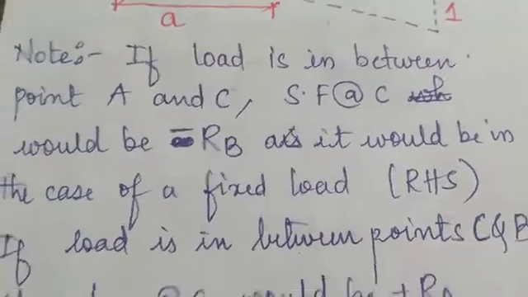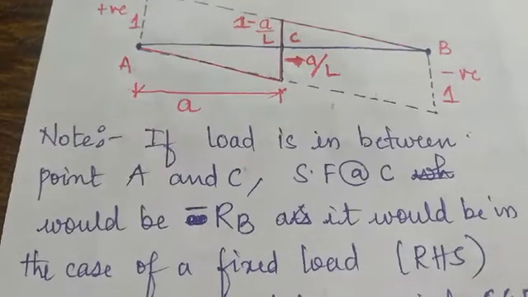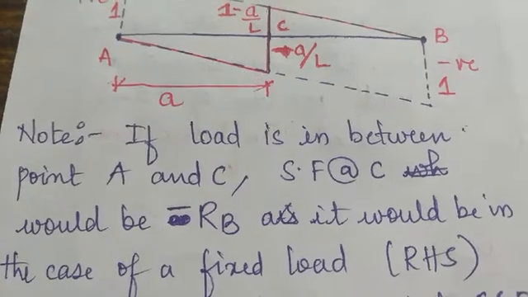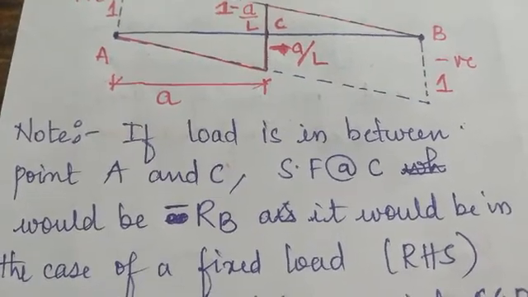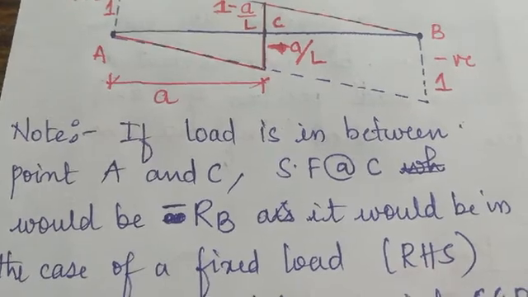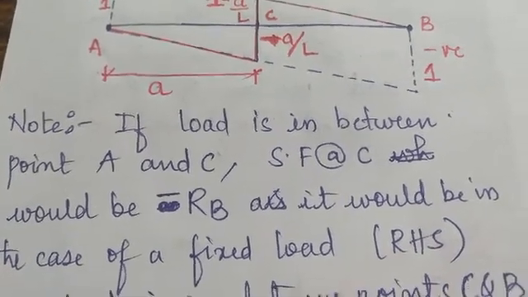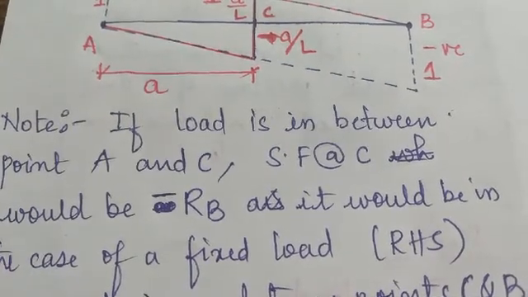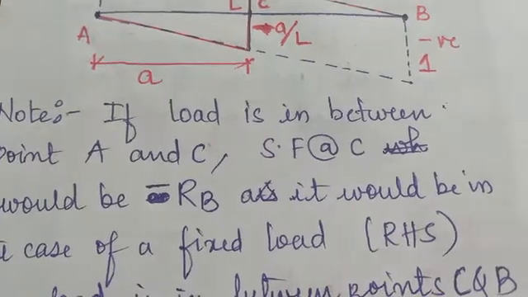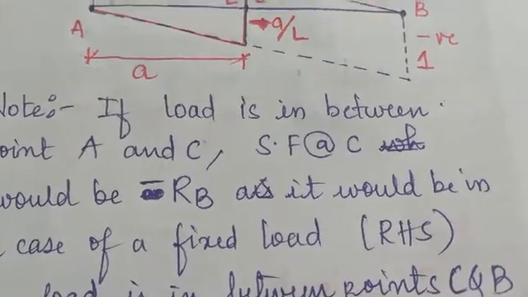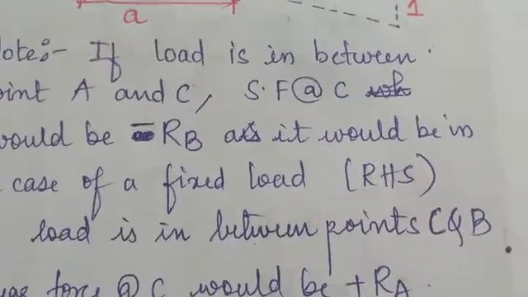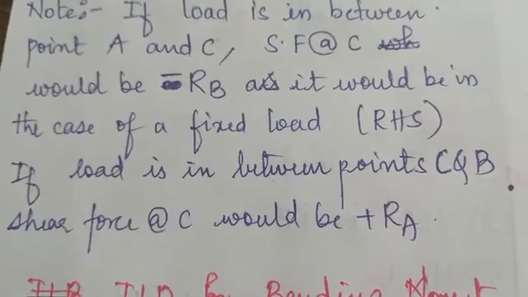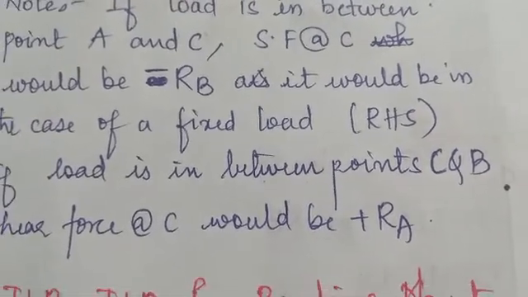There is a note: if the load is in between the AC point, the shear force at C would be minus RB. That is, in the case of fixed load, that is the RHS, even when you are doing your static load analysis, in SOM classes, whenever we have done, we have taken the RB and we had minus, because right side upwards we have taken as negative. Similarly, when the load is in the CB section, the shear force at C would be plus RA.